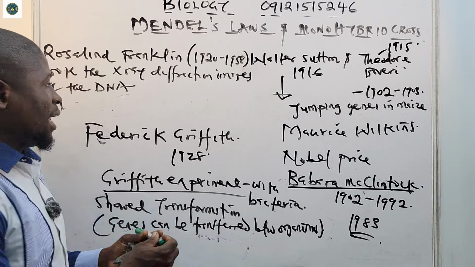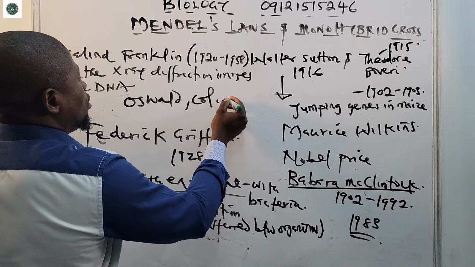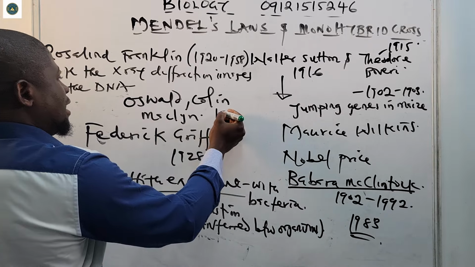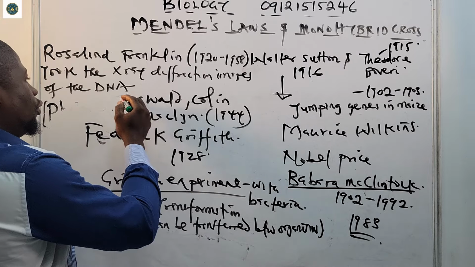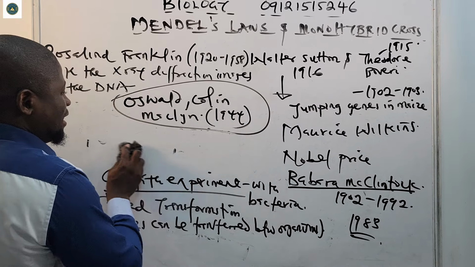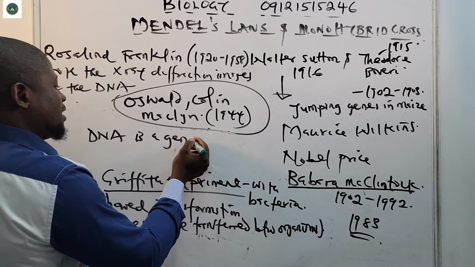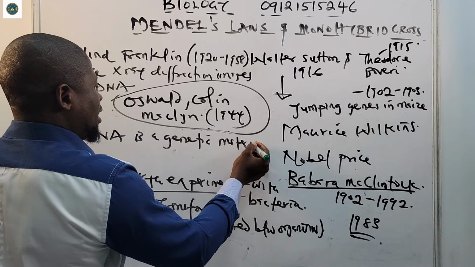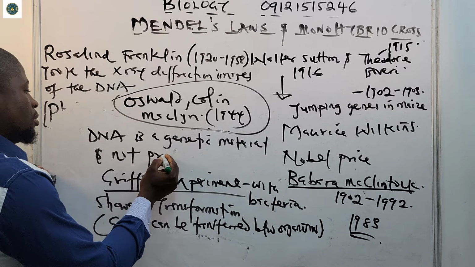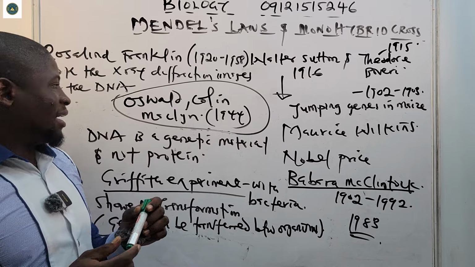Then we have Oswald, Colin, then Maclyn, in the year 1944. The three of them proved that DNA is a genetic material, and not protein. So Oswald Avery, Colin MacLeod, and Maclyn McCarty.